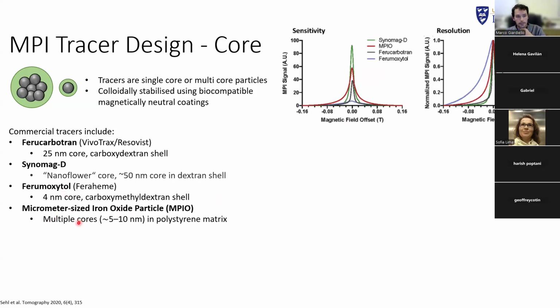And then they also compared it with these micrometer-sized iron oxide particles, MPIO. So these are very large micron-sized particles. But you can kind of see the theme here, they're all quoting similar cores, despite it's the structure that seems to be making what these particles are.